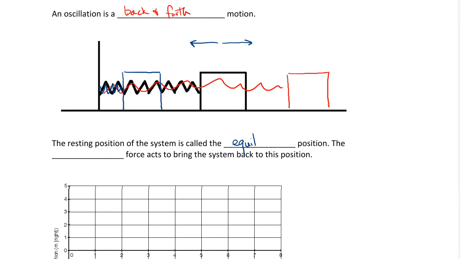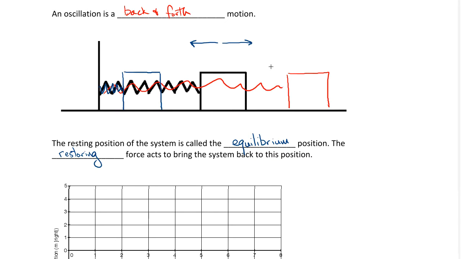And the force that the spring is exerting here is trying to pull it back to that resting position, and so we call that spring force, in this case, the restoring force. So we get an oscillation when we have a system that is brought away from its resting or equilibrium position and a restoring force that's trying to get it back to that position. Now in this case, we would have repeated cycles of the mass oscillating backwards and forwards.